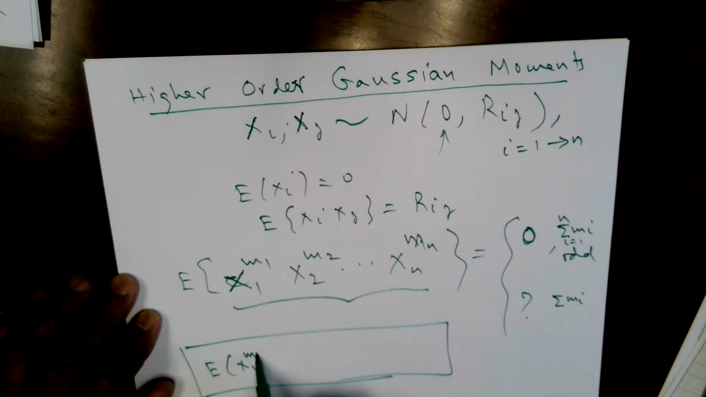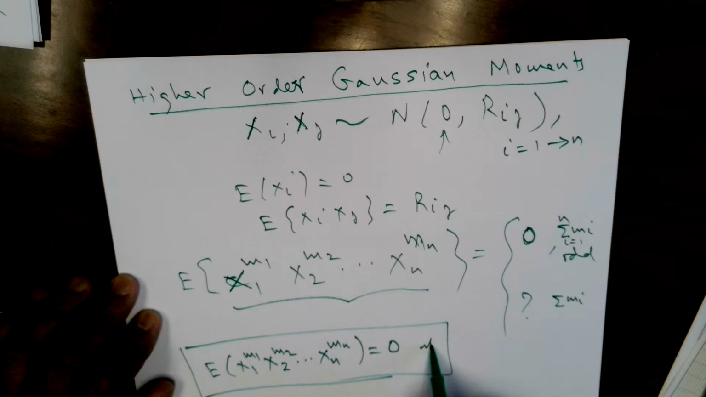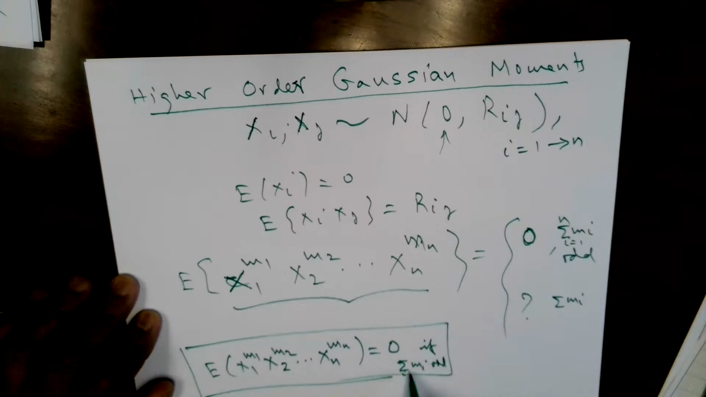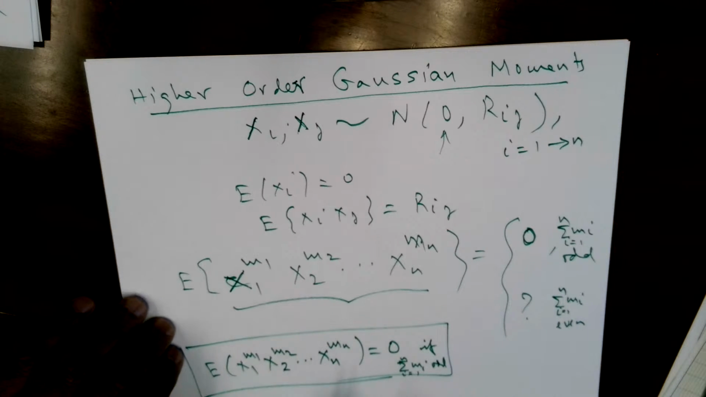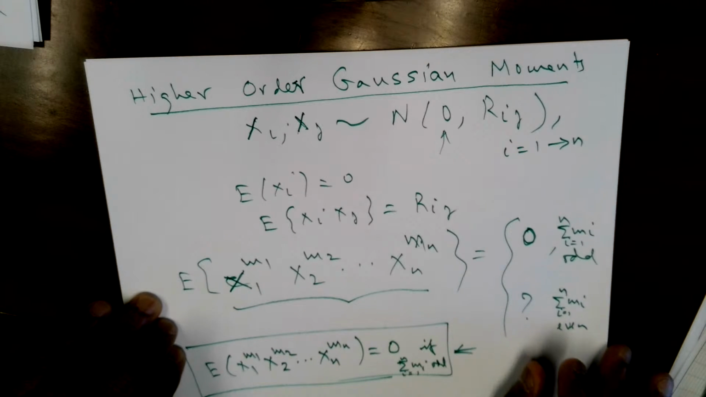Expected value of x1 to the power m1, x2 to the power m2, etc., xn to the power mn is zero if sigma mi is odd. And of course, if it is even, it will be something, and that's what we will then compute. So let me show. The easier thing is to show this first.